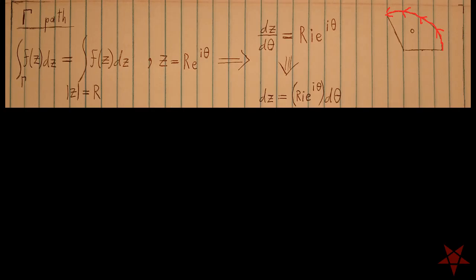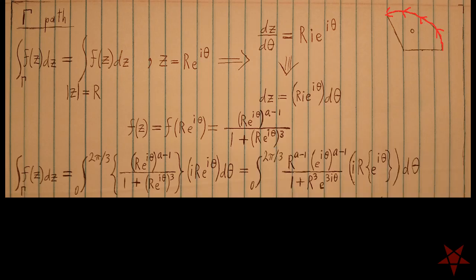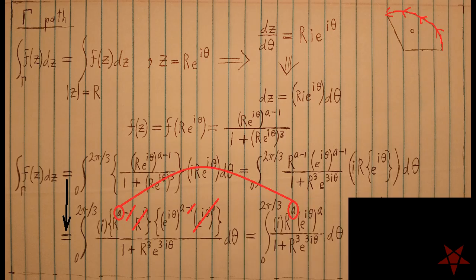Capital R remains constant along the path, and the only variable that changes is theta. So if we take the derivative of both sides of our expression for z along the path and multiply both sides by d theta, then we have an expression for dz in terms of capital R, theta and d theta. Next, we substitute our expression for z in terms of capital R and theta into f of z. Since the only variable that changes along the path capital gamma is theta, our path integral becomes an integral with respect to theta alone.